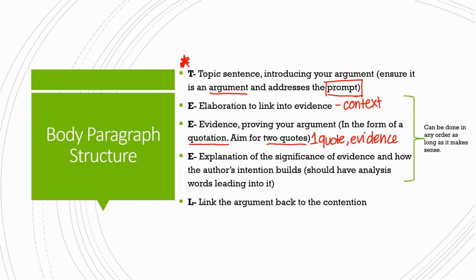Then after our evidence, this is one big thing we also need to work on: we can't just provide evidence, we need to explain the significance of this evidence and how it builds the author's intention. So that's pretty much explaining to us that YTT uses this to illustrate this, to show us the deeper meaning. That's what you need to explain, the deeper meaning here. And then our final sentence will link back to the contention.